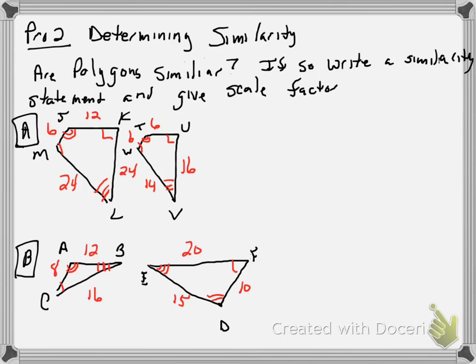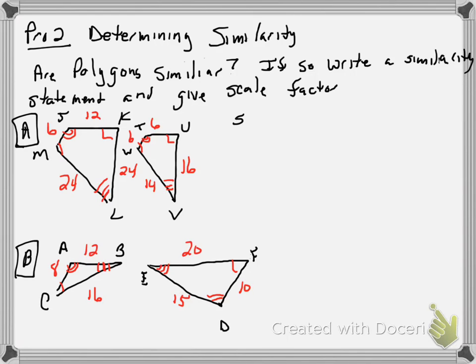Now, if we want to determine similarity, are the polygons similar? If so, write a similarity statement and give the scale factor. So I'm going to look at the angles first and foremost. If I look at M and W, yeah, they're congruent because of the one line. J and T are congruent because of the 2 lines. U and K are both right angles. And V and L, see how the 3 lines are there? Good. Those are all congruent. So all my angles are congruent. So we're good there. I've got to check to see if the sides are proportional.